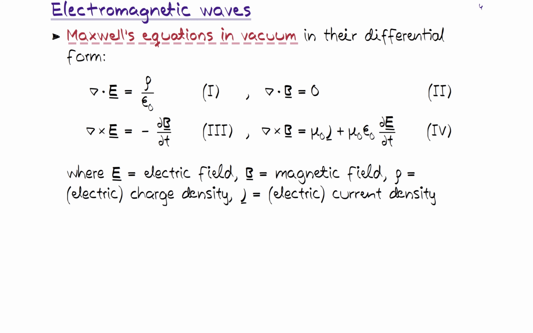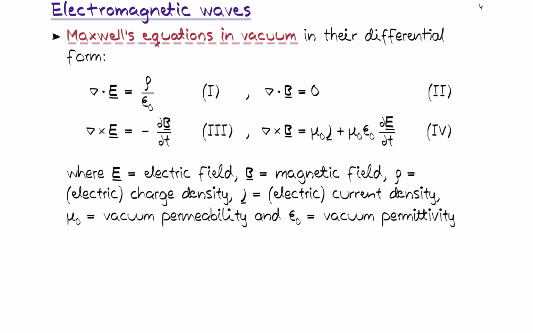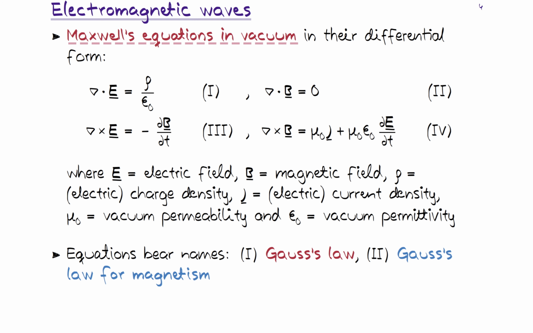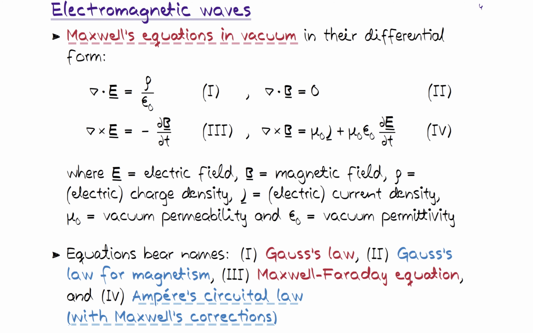So these are the names of the terms. I already discussed what they are, so that you already know them. And then the equations, like I mentioned: the first one is known as Gauss's law. The second one, the divergence of the B field, is known as Gauss's law for magnetism. Then law 3 is the Maxwell-Faraday equation, the curl of E equals minus the time derivative of the magnetic field. And then equation 4 is Ampere's circuital law with Maxwell's correction term.